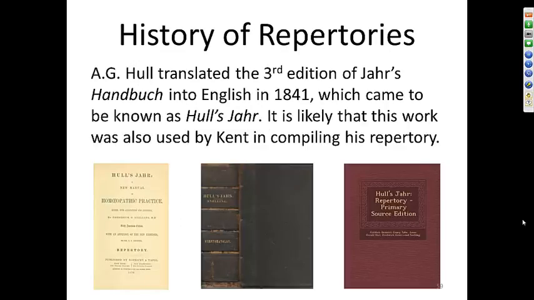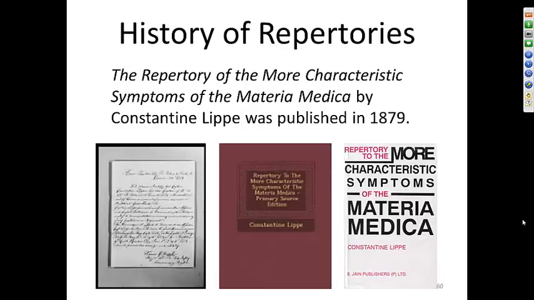Going back, Hull translated the third edition of Jahr's handbook into English in 1841, and this became what is known as Hull's Jahr. I remember getting this book when I was an early student of homeopathy, and it's very likely that this is the work that Kent used in compiling his own repertory. And then, of course, as I said earlier, this goes into the Constantine Lippe repertory called More Characteristic Symptoms of the Materia Medica. That came out in 1879.